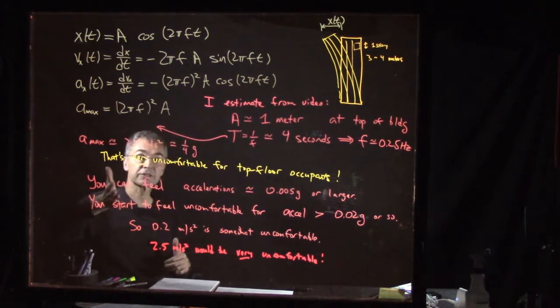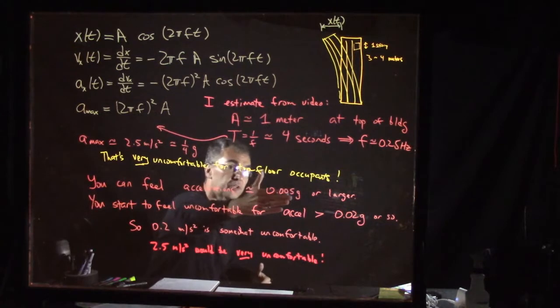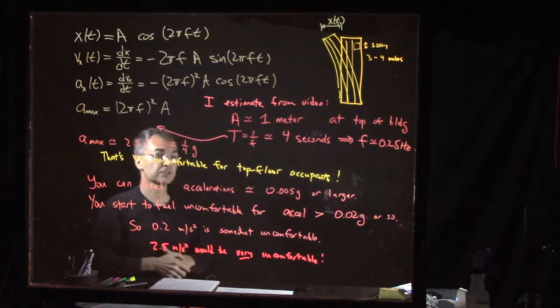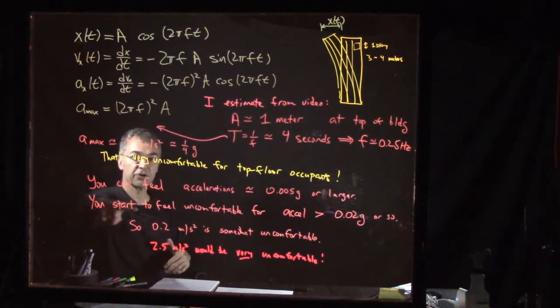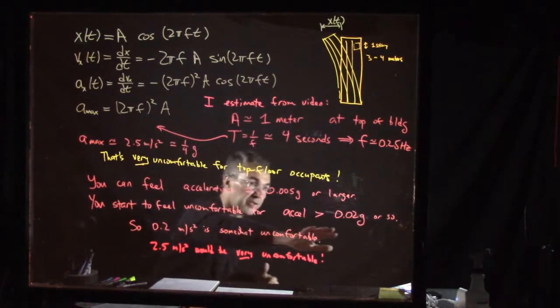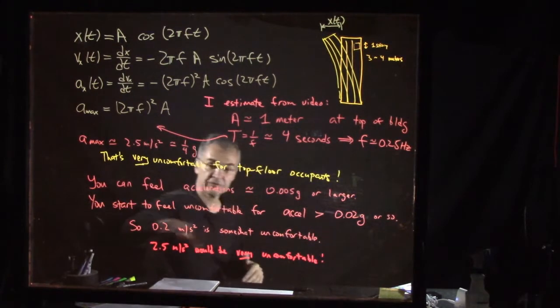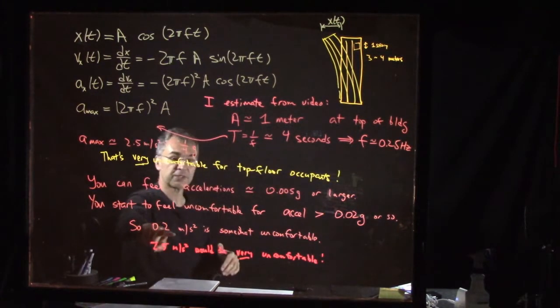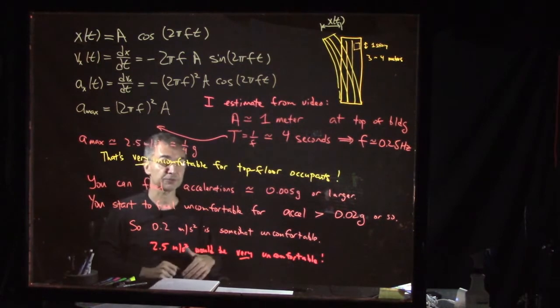So I looked up some numbers. You can just barely feel accelerations that are about 0.005 g or larger, so like a 200th of a g or larger. And then you start to feel a little uncomfortable for accelerations bigger than about 0.02 g or so, 2% of a g. So 0.02 g is 0.2 meters per second squared, and 0.2 meters per second squared starts to feel somewhat uncomfortable. This is 2.5 meters per second squared, more than 10 times that threshold. So I would say this would be very uncomfortable for the building occupants.